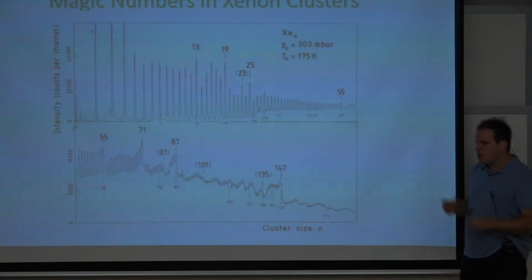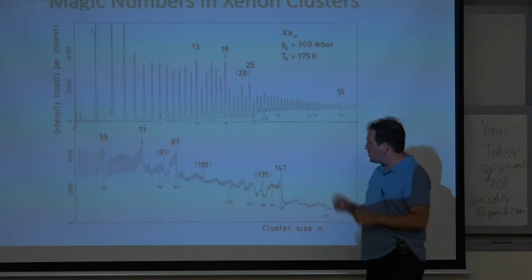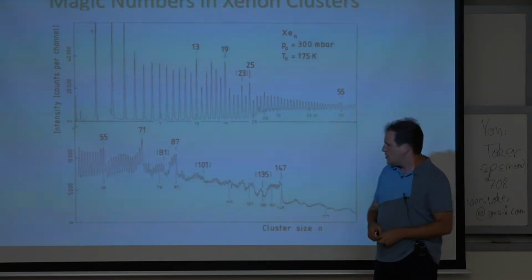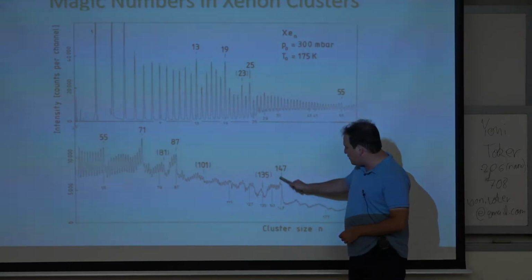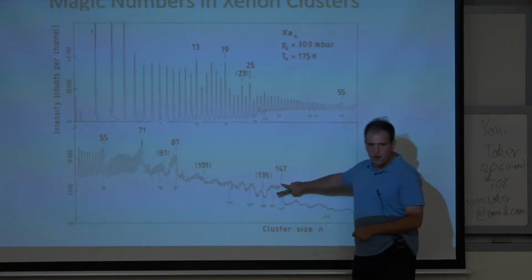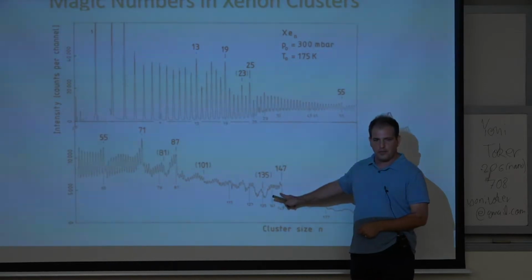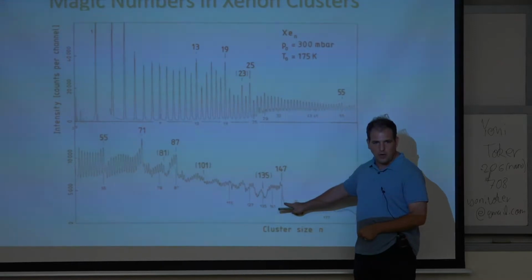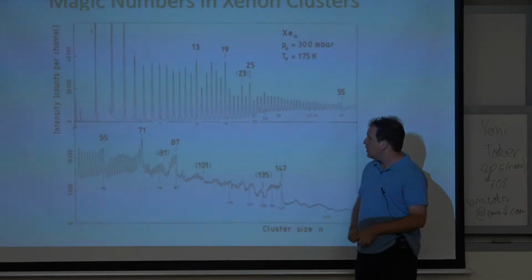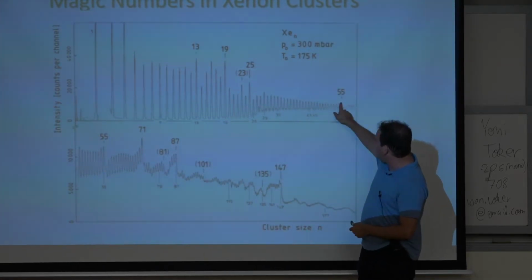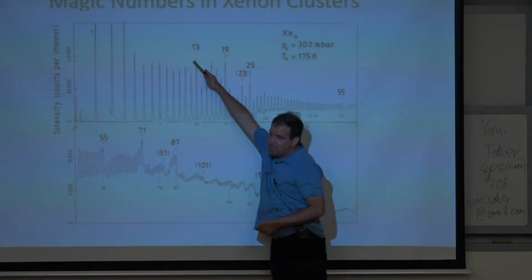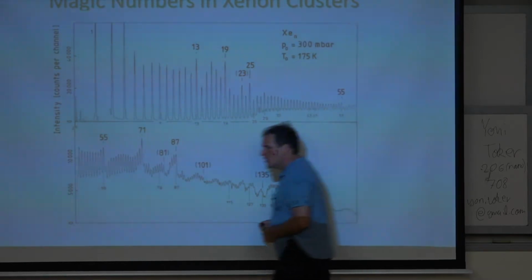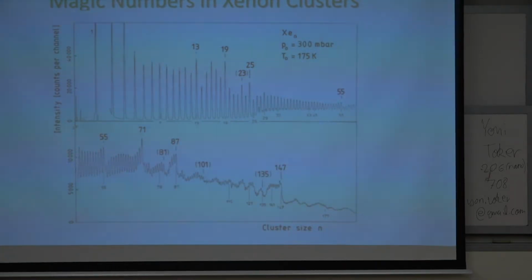So the simplest experiment you can do is to count how many you have of every size, and what you see is these magic numbers. For instance, for some reason it's very, very stable at size 147. You add one more atom, and suddenly it becomes very, very unstable. And you see other magic numbers here. Something happens at 55, 13 is very, very stable, and other numbers. So this is the phenomenon of magic numbers.